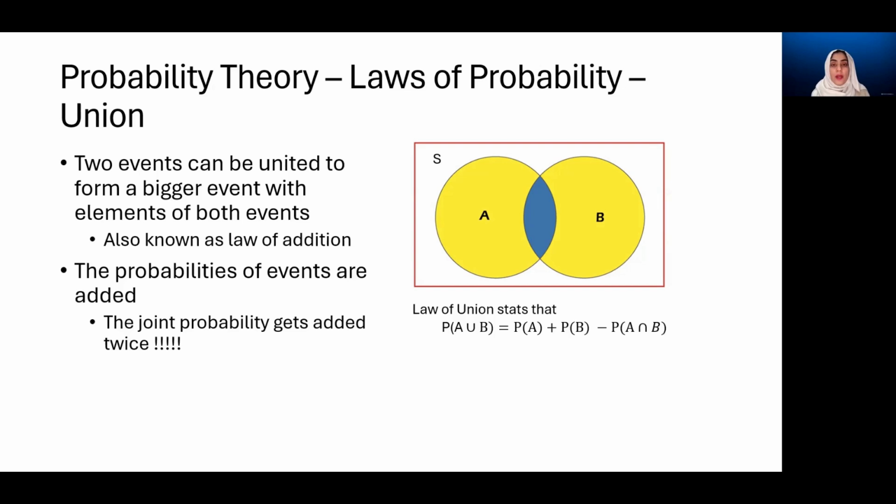But if we look at the diagram, we can see that simply adding the probabilities of A and B results in this overlapping area being added up twice. So here we see P of A union B is P of A plus P of B. And if we just leave it at this point, it is going to include this area twice because P of A includes this area and P of B also includes this area. So what we do is we subtract this joint probability or this intersection area from this expression in order to get this being added only once.